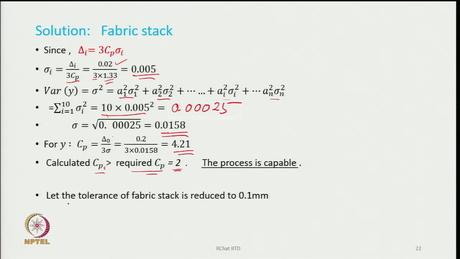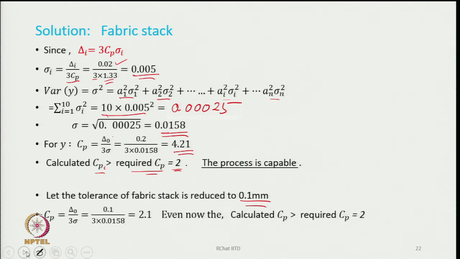If the tolerance of the fabric stack is reduced to 0.1 mm, in that case we will find that Cp is going to be 2.1. Even now the calculated Cp is more than the Cp required of 2. So, it would still be capable if we reduce the tolerance. So, the tolerance earlier was how much?